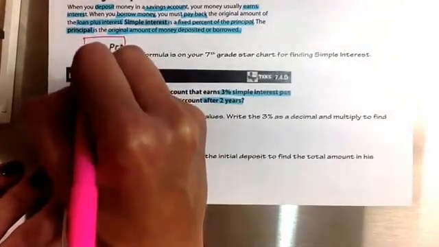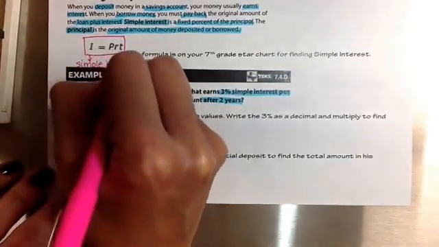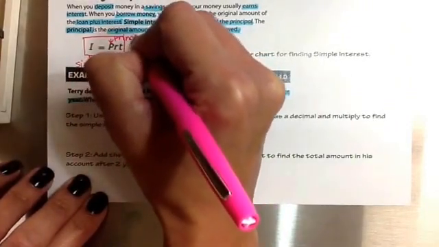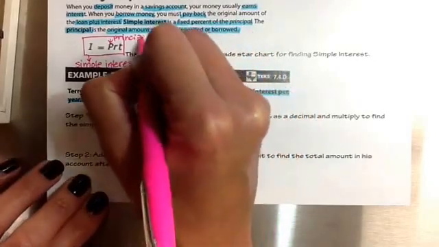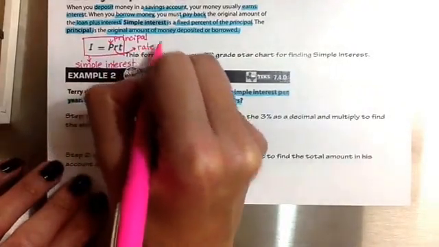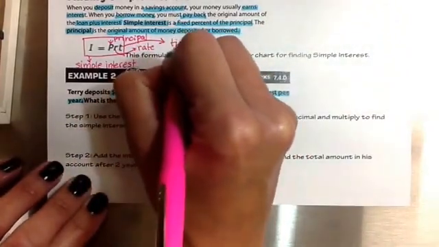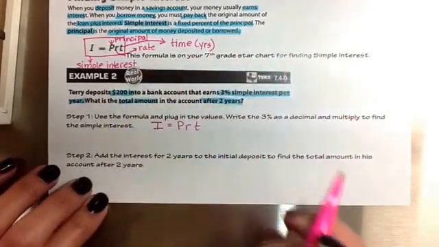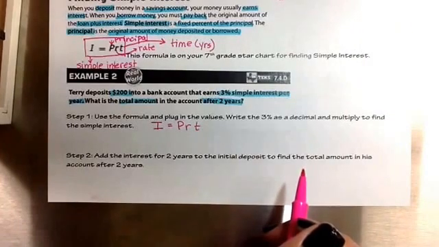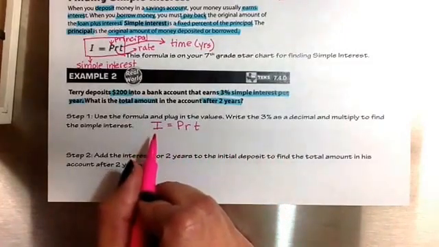The I is your simple interest. The P is your principal amount. The R is your rate, your interest rate. And your T, running out of room here, is the time, and the time has to be in years. So if they ever give you months, you're going to have to convert your time to years. We will be doing more examples. So in this one, we're going to go ahead and do this example.